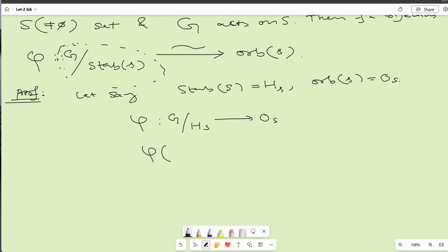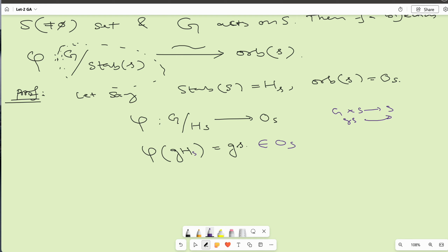So you take any element. This is a coset, so you can write gH_S, and you take it to gS. First of all, is this map, whatever map you have taken, a well defined map? This gS is an element of O of S, because gS is always a member of S, because the action is G cross S to S. So this is a member of the orbit of S, and g H_S S equals gS, which is a member of the orbit of S.